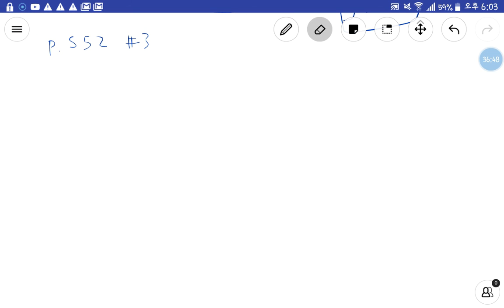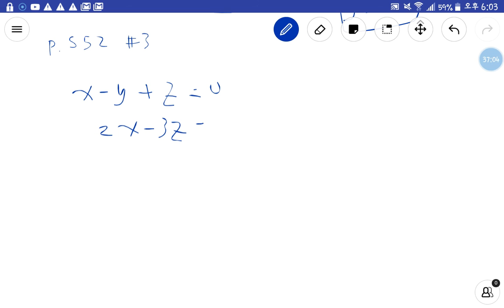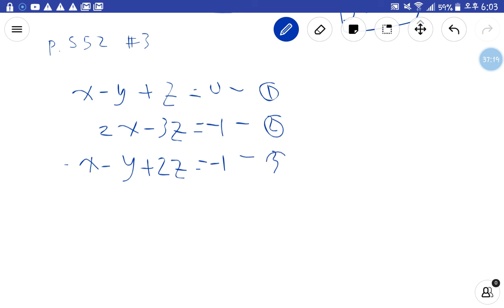Page 552, number 3. Let me copy the question down. So x minus y plus z equals 0. 2x minus 3z equal negative 1. And negative x minus y plus 2z equal negative 1. Now, I'm going to label my equations as number 1, number 2, number 3 here.